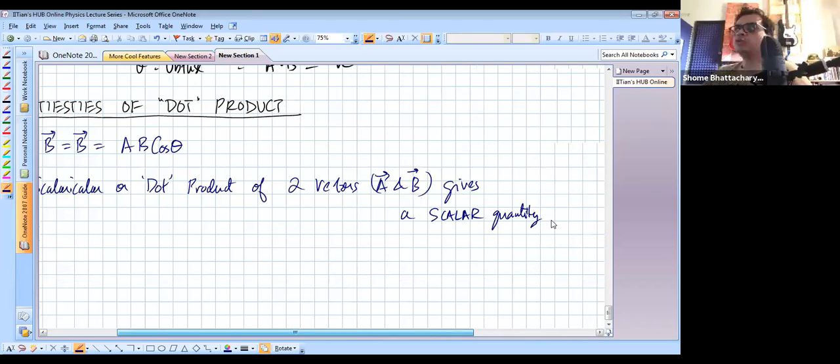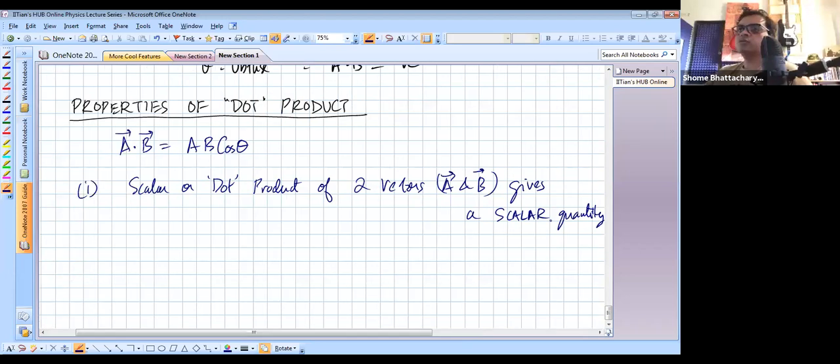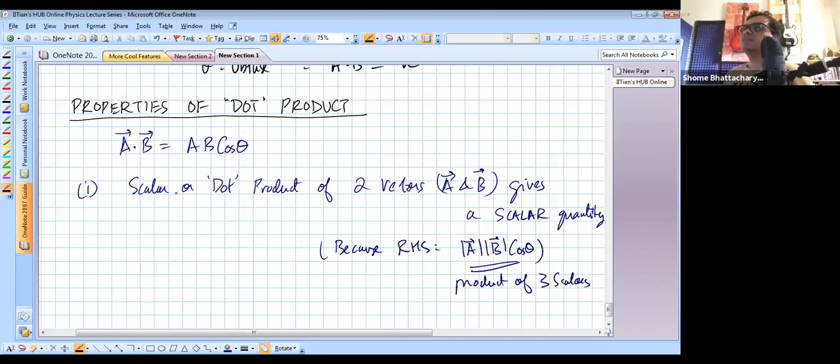If you're adding two vectors, the resultant is a vector quantity. If you subtract two vectors, it's a vector quantity that you get. If you multiply a vector with a scalar, you get a vector quantity. But here, what is on the right hand side is magnitude into cos of an angle. So it's nothing but the product of three scalars. This is as per the definition: mod A into mod B into cos theta. In fact, that is why the name given to it is scalar product, because the resultant of this operation is a scalar quantity.